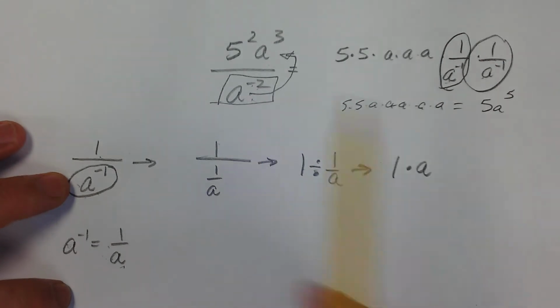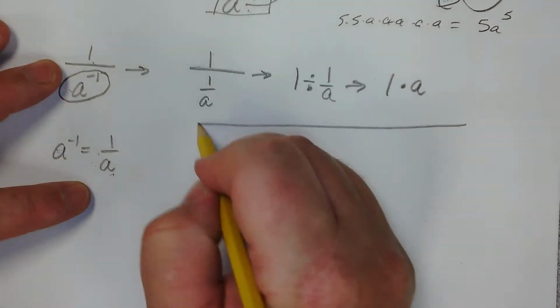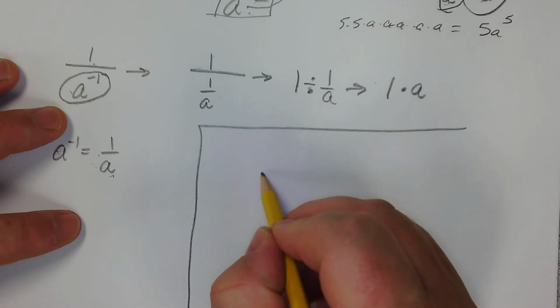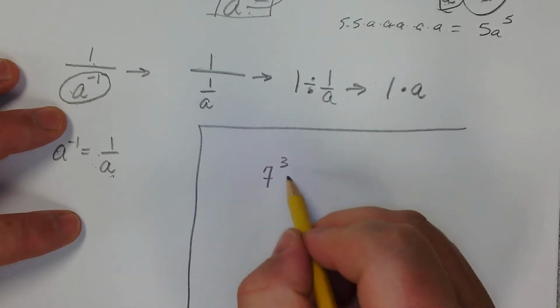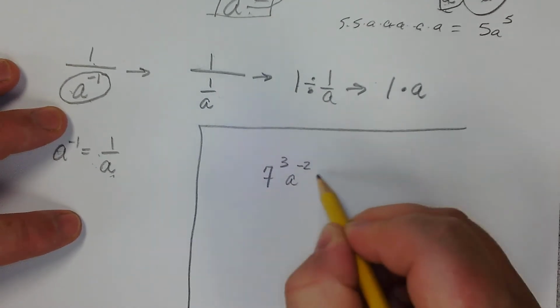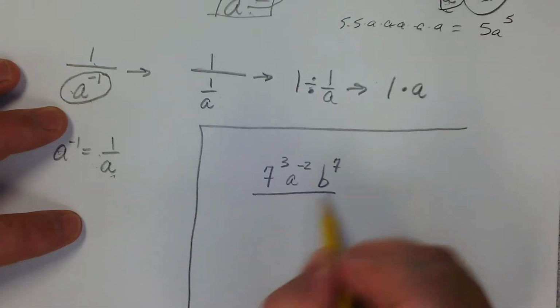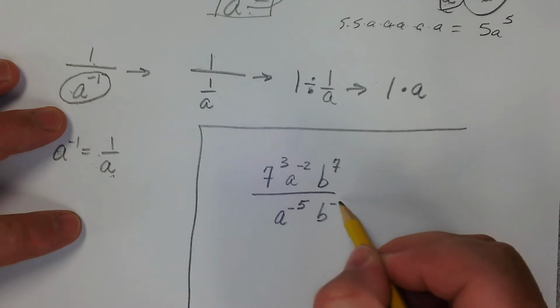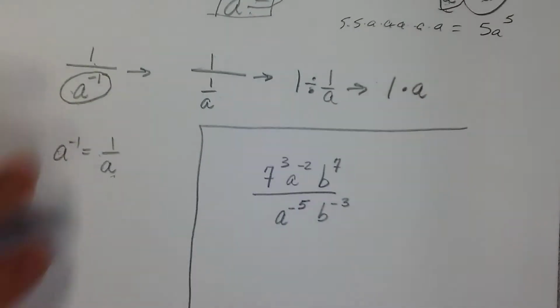That's right. So let's do one more example of that, okay? Let's do 7 to the power of 3, a to the power of negative 2, b to the power of 7 divided by a to the power of negative 5, b to the power of negative 3. Ooh, man.